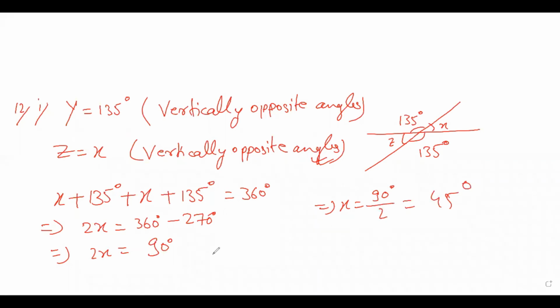So if x is equal to 45 degree, then z is also equal to 45 degree. So see, we have got the value of all, that means x is equal to 45 degree, y is equal to 135 degree, and z is equal to 45 degree. I hope you are writing all these questions in your copy.